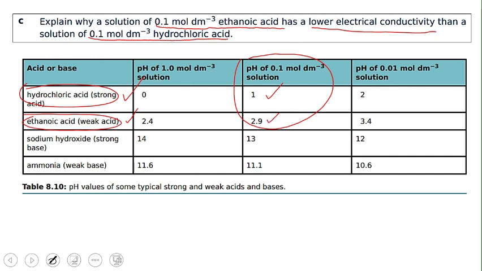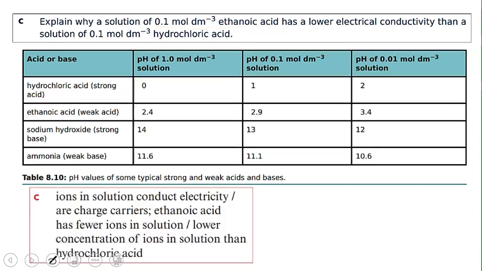So hydrochloric acid is a strong acid, it will have more H positive. It means it will be a good conductor of electricity as compared to ethanoic acid. So for the same reason we can write here that conductivity depends upon the ions present in the solution. So few ions means less conductivity.